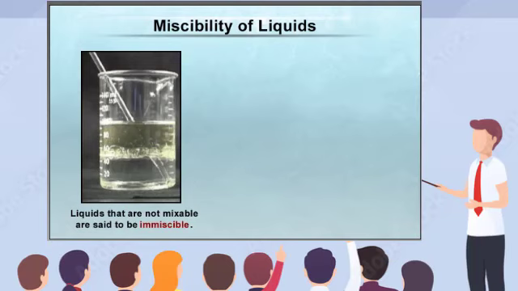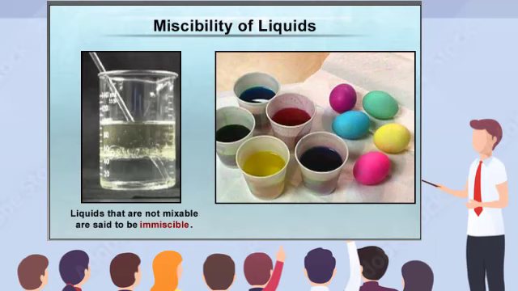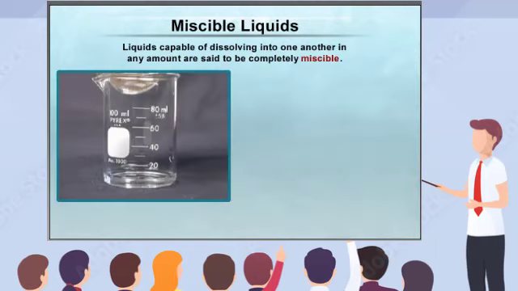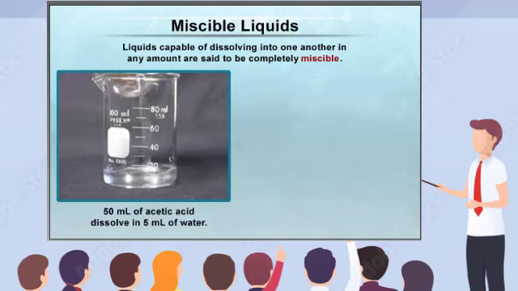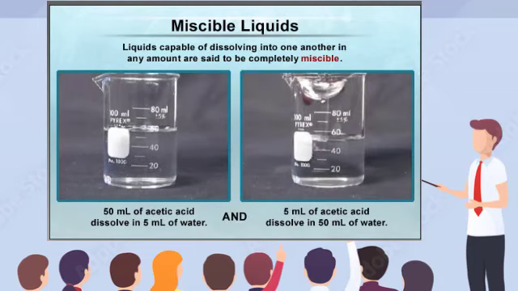Liquids that dissolve, such as acetic acid and water, which make the vinegar solution used to color Easter eggs, are miscible. Liquids capable of dissolving into one another in any amount are said to be completely miscible. For example, 50 milliliters of acetic acid dissolve in 5 milliliters of water as easily as 5 milliliters of acetic acid dissolve in 50 milliliters of water.